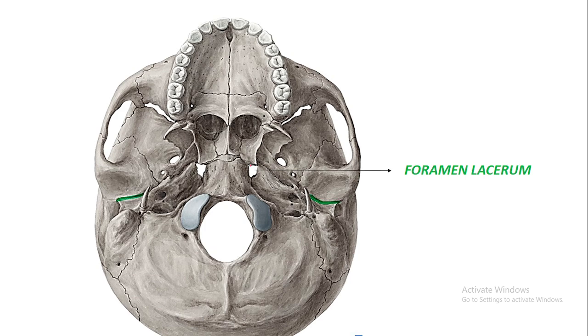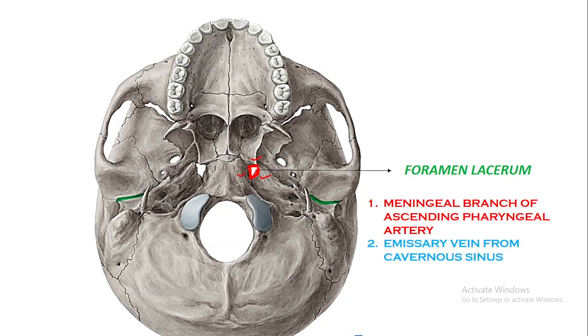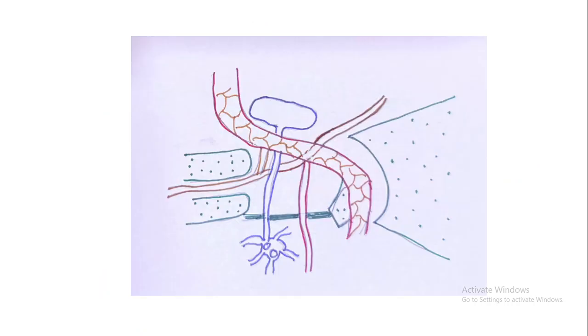Next is foramen lacerum, also called lacerated foramen or torn foramen. Foramen lacerum is present between the greater wing of sphenoid, the petrous temporal bone, and basi-occiput or basilar part of the occipital bone. Anteriorly, it is bounded by greater wing of sphenoid. Posterolaterally, it is bounded by petrous temporal bone, and posteromedially, it is bounded by basi-occiput. In living people, inferiorly, this foramen lacerum is completely filled by cartilage.